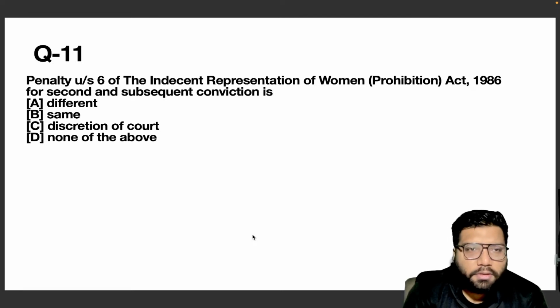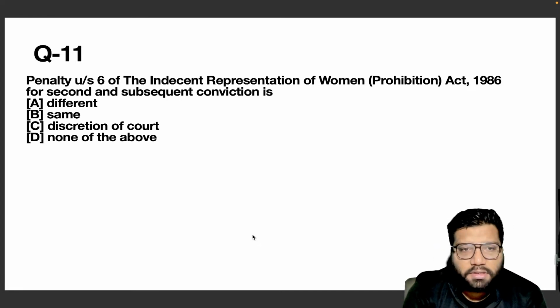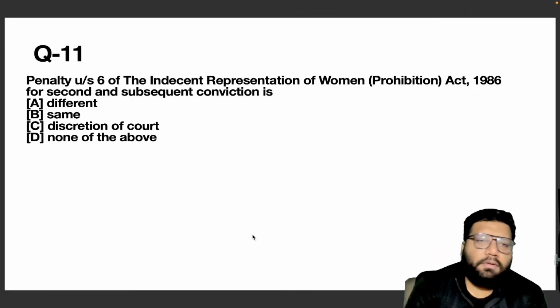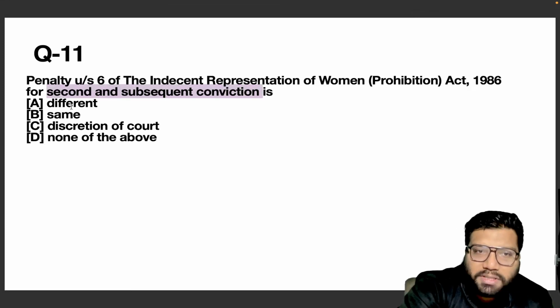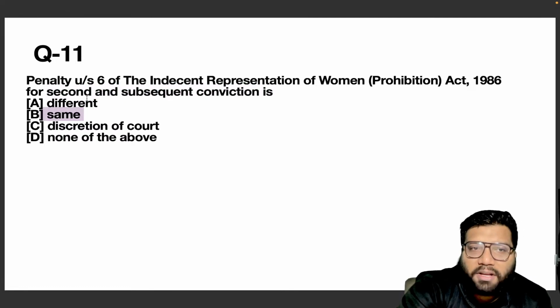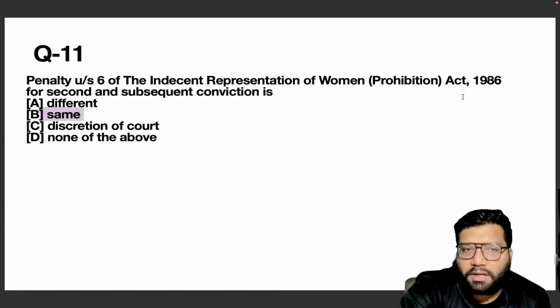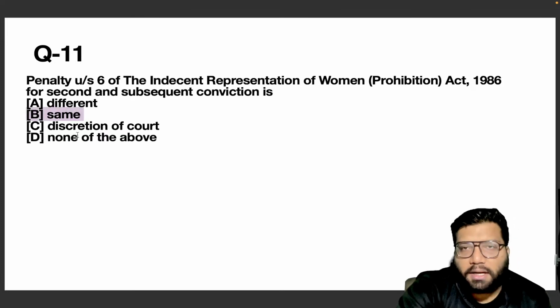Penalty under section 6 of the Indecent Representation of Women Prohibition Act 1986 for second and subsequent conviction is. Vandana and Aprajita, correct answer. Pratyush, please do correct yourself. Read the question carefully. Second and subsequent conviction. When we talk about second and subsequent, that is going to be the same. The difference is going to be first and second conviction, or first and second and subsequent conviction. So that is going to be different. But as far as this question is concerned, this is going to be the same only. That is B.